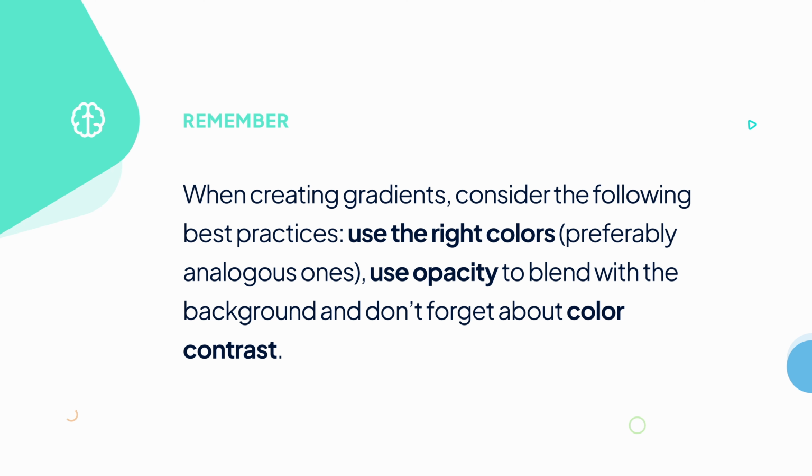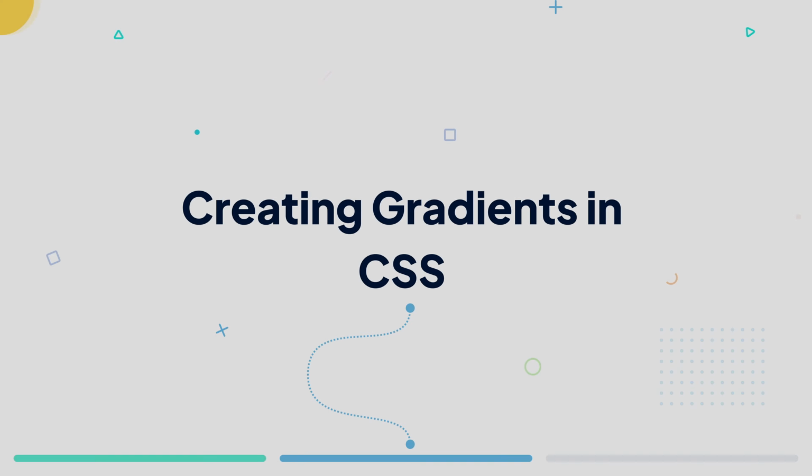So with this lengthy part out of the way, let's move on and learn how to create gradients with CSS. As I was saying previously, the two most common gradient types you'll be using are linear and radial. So these are the ones we'll be focusing on. Let's start with the linear.